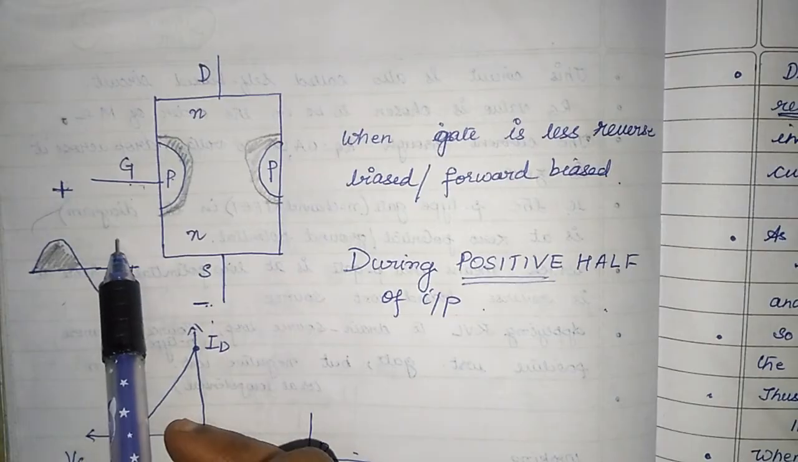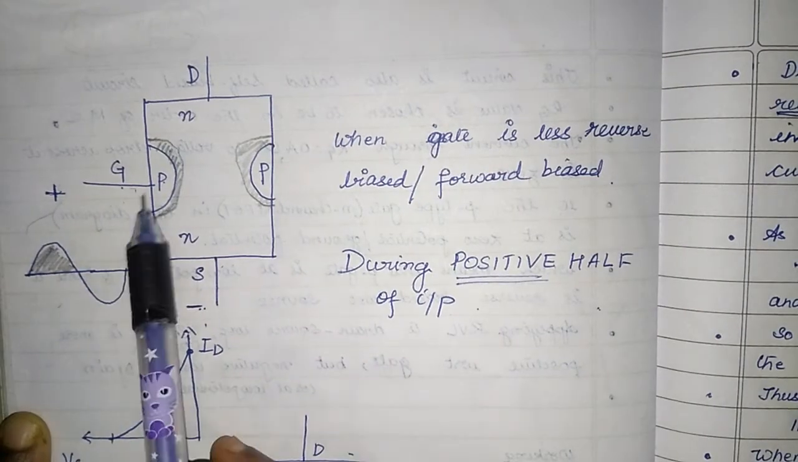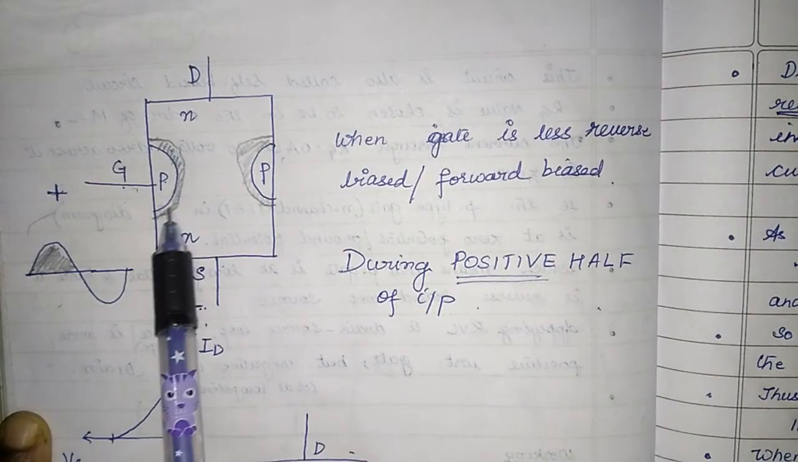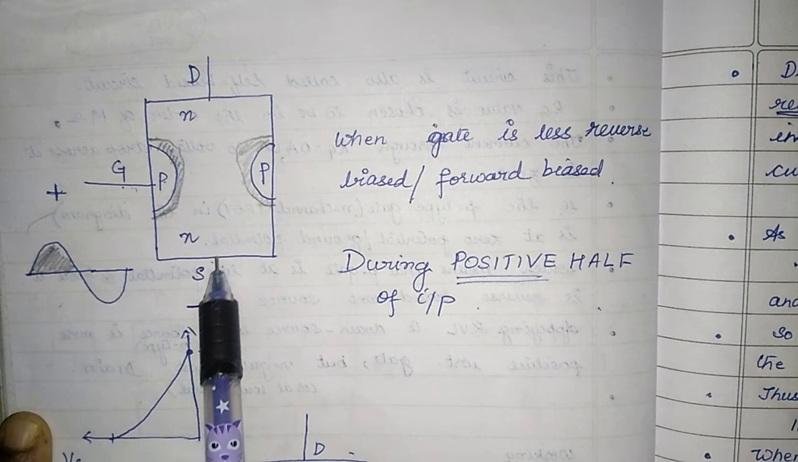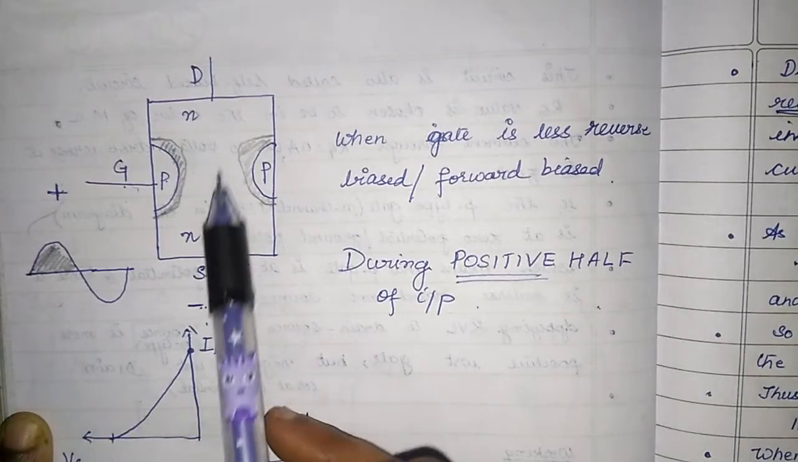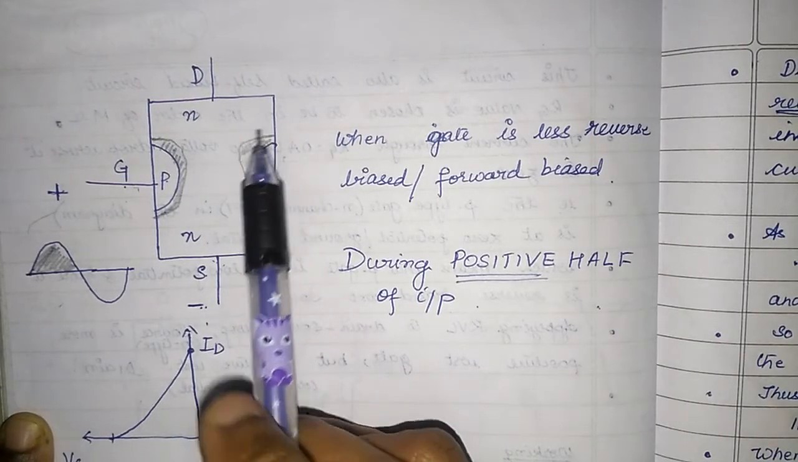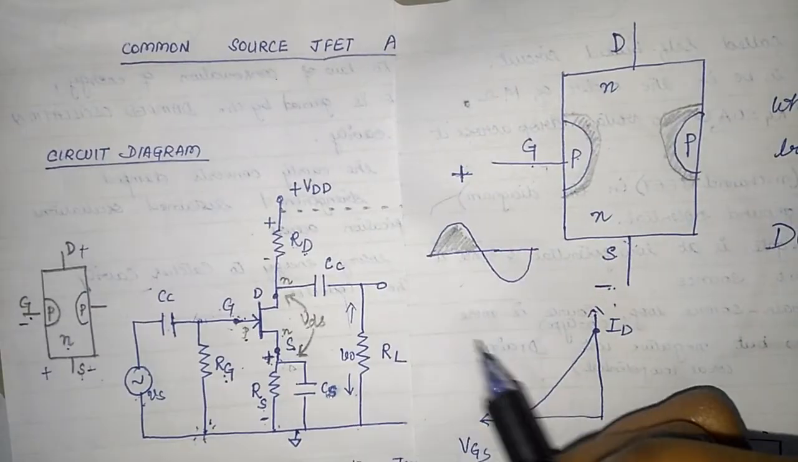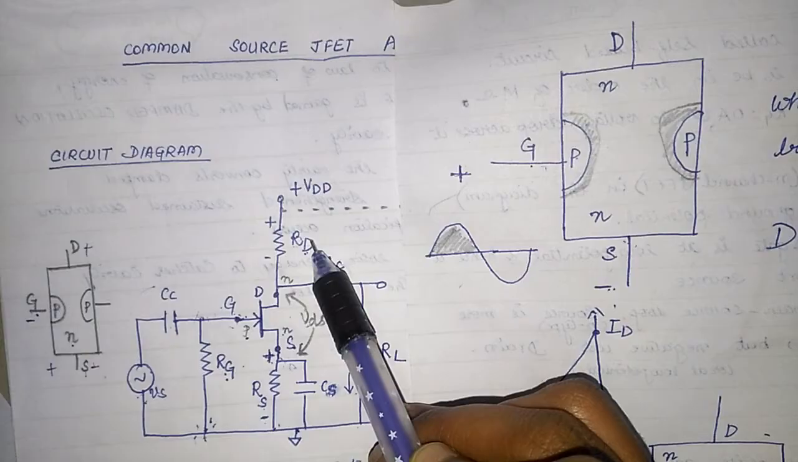So during the positive half cycle, what is happening? The depletion width is less, which means the channel width is large. So because the channel width is large, what happens? The current that flows from source to drain will be large. So ID will be large. So when ID increases, IDRD increases.